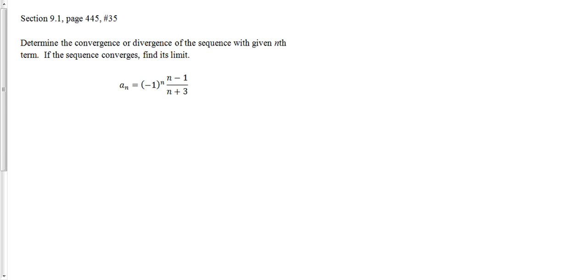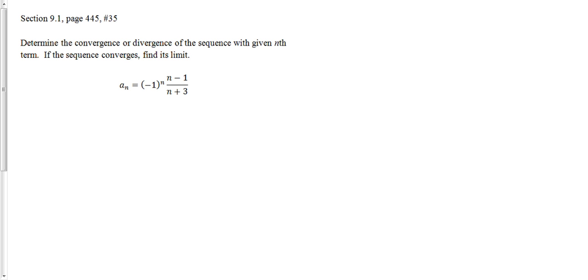We're going to do section 9.1, page 445, number 35, which reads, determine the convergence or divergence of the sequence with given nth term. If the sequence converges, find its limit. And for number 35, a_n is equal to (-1)^n times (n - 1)/(n + 3).